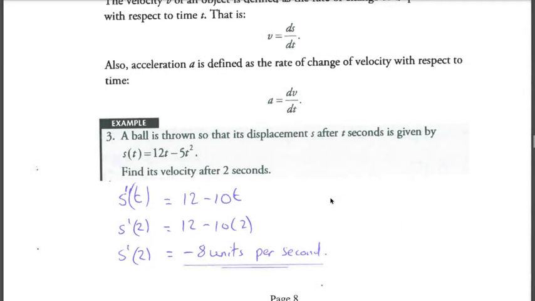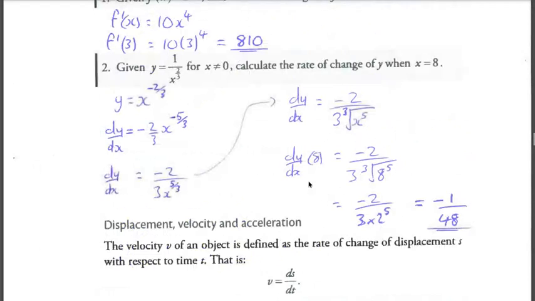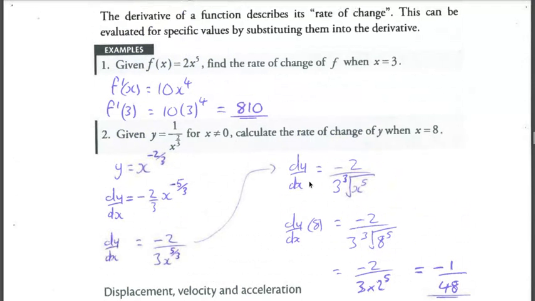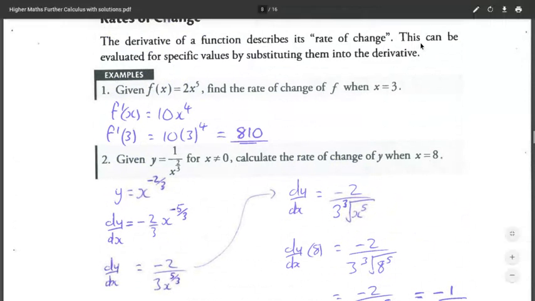So for rate of change, what do we do? We just differentiate, and then if we're given a certain value, we just substitute in and evaluate at that point.